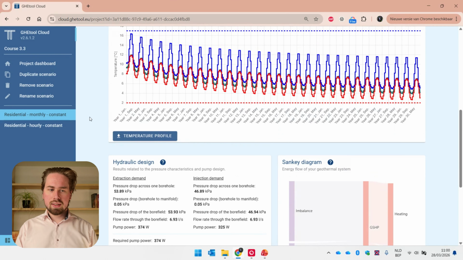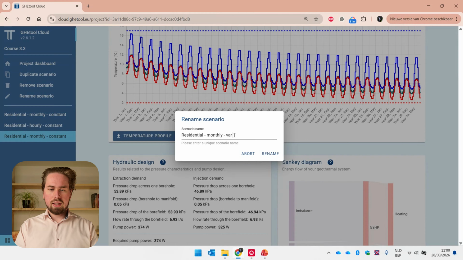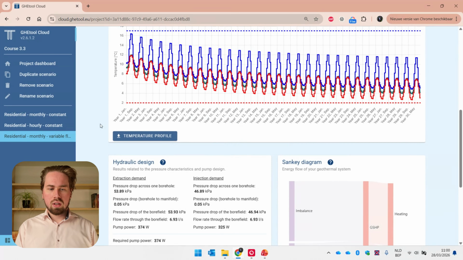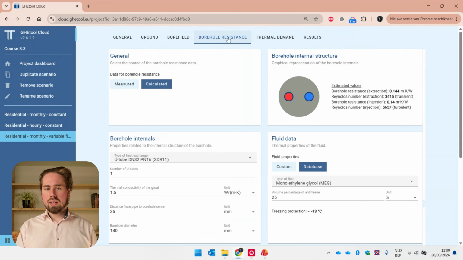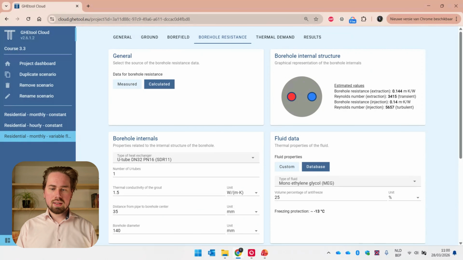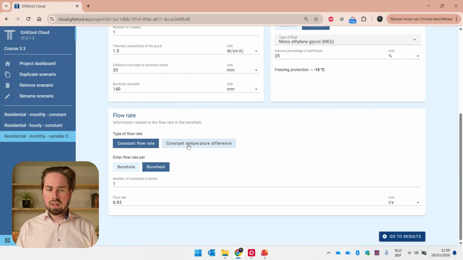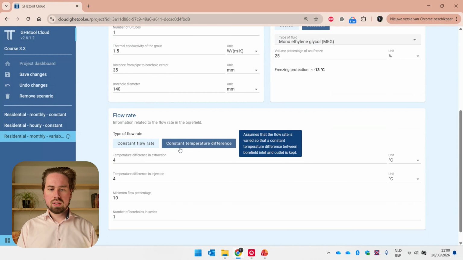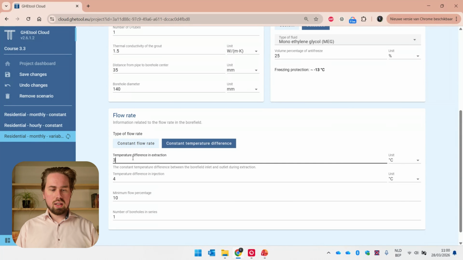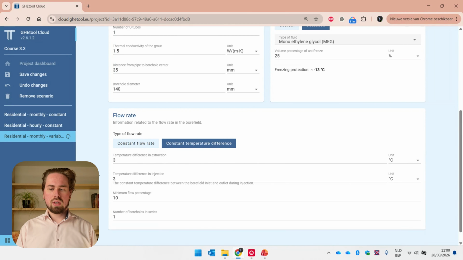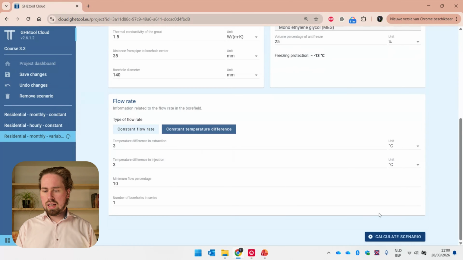Now let's make the same simulation, but now with a variable flow rate. So let's duplicate it and call it variable flow. And the only thing we need to change for that is we go back to the borehole resistance step, scroll down, and say, okay, let's work with a constant temperature difference. And let's work with a temperature difference of 3 degrees Celsius in this case. And let's calculate it now.